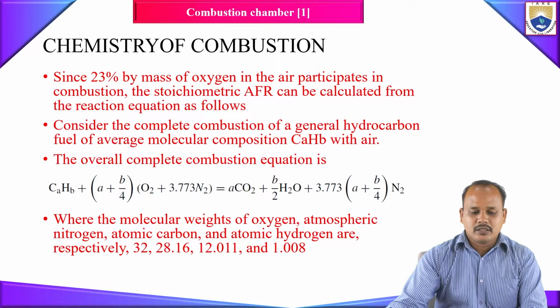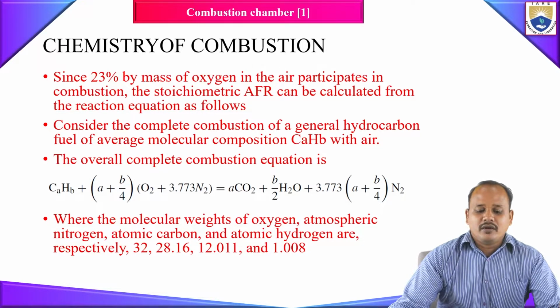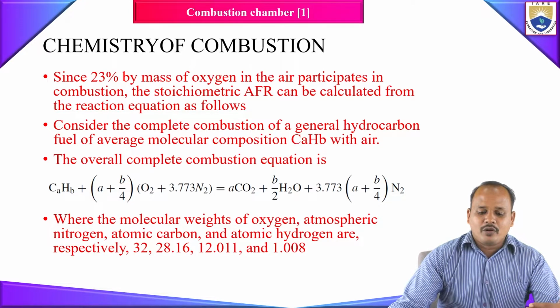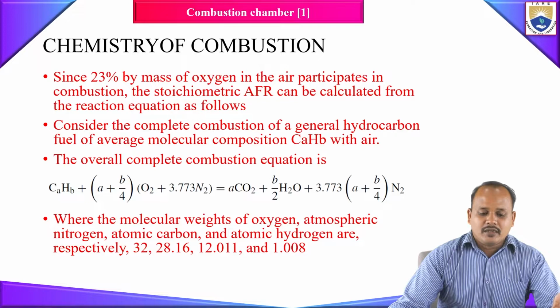Okay. So as you know, the atmosphere's air consists of 23% oxygen by mass. In terms of volume, only 21% of air is oxygen, out of 100% of air. But in terms of mass, since the mass of an oxygen molecule is more than that of nitrogen as well as hydrogen, the mass percentage is basically 23%.